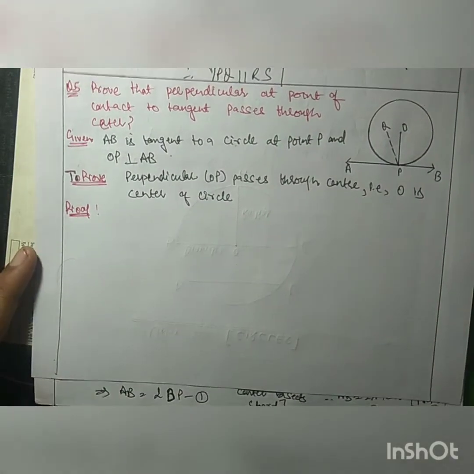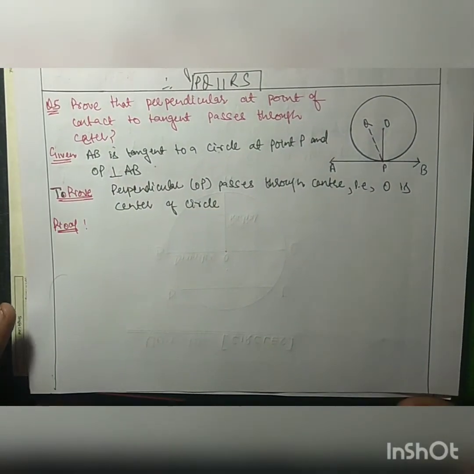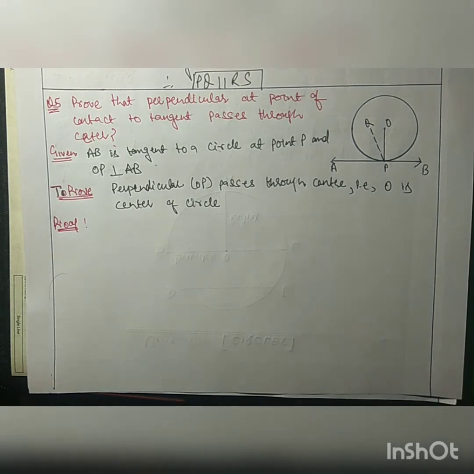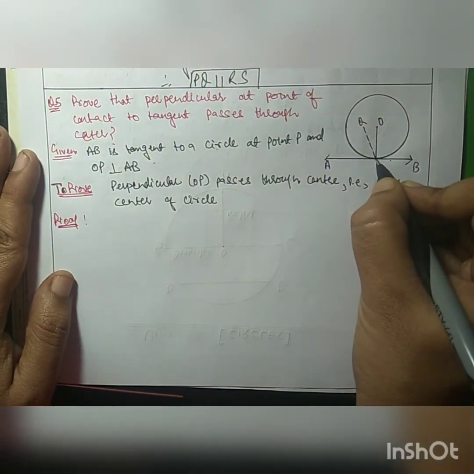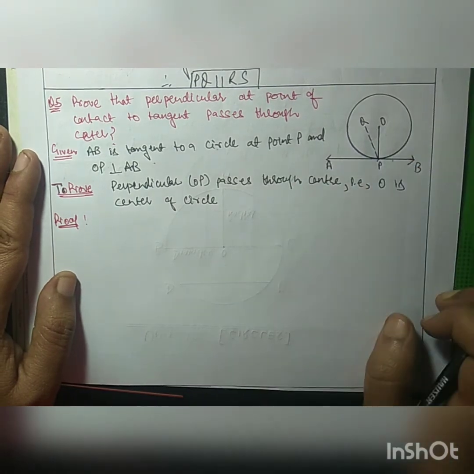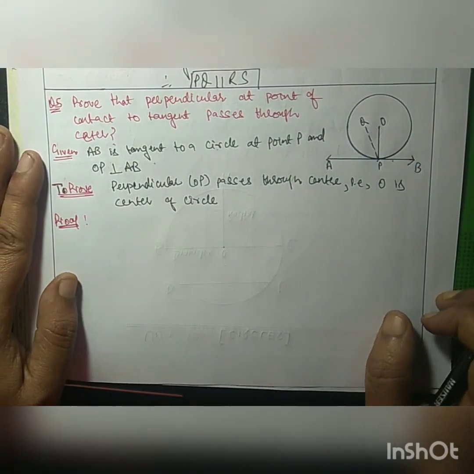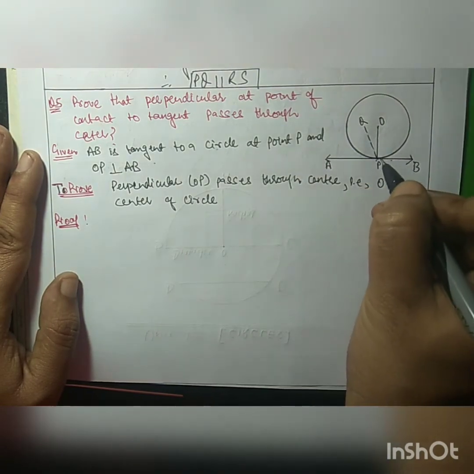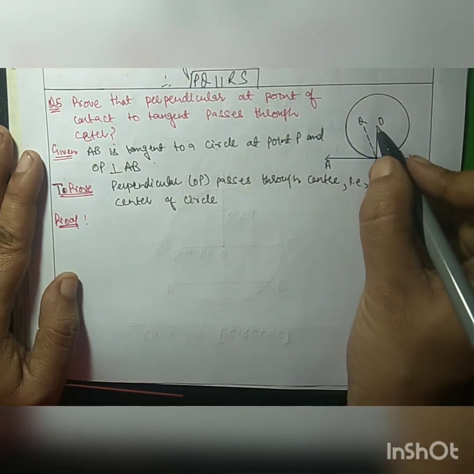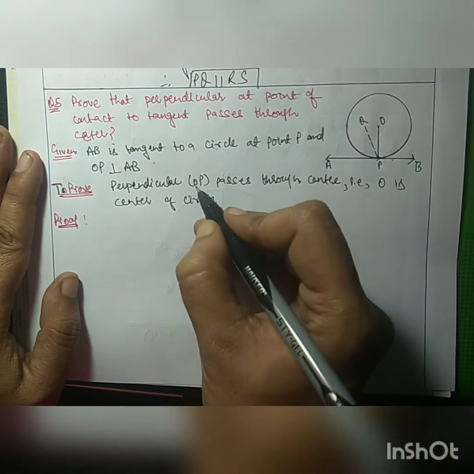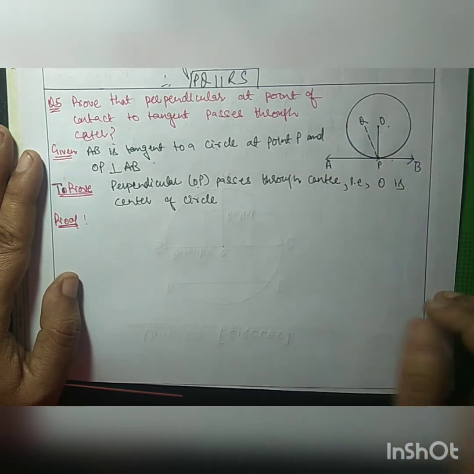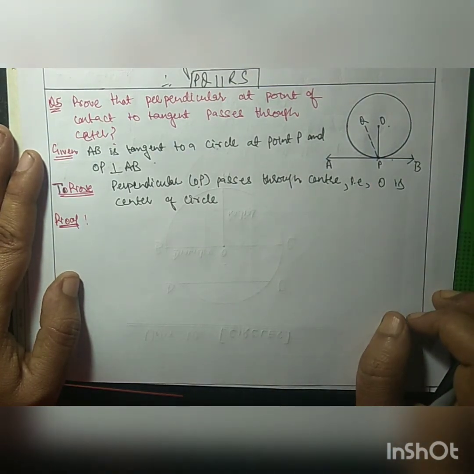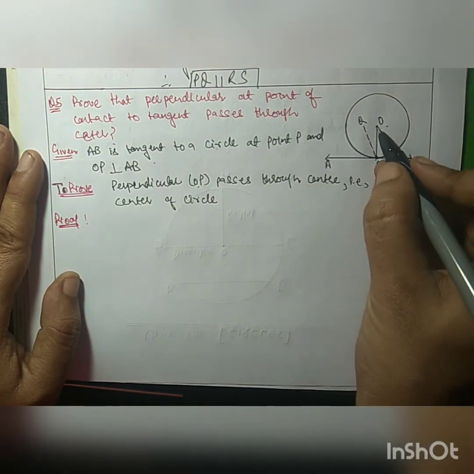In question number 5, what we have to prove is that the perpendicular at the point of contact of the tangent passes through the center. That is, whenever a circle is given and a tangent is also given, then the perpendicular drawn at the point of contact passes through the center. For this, we have drawn a tangent AB to a circle at the point of contact P, and OP is perpendicular to AB. So we have to prove that the perpendicular at the point of contact, that is OP, passes through the center. That will happen only if O becomes the center of the circle.